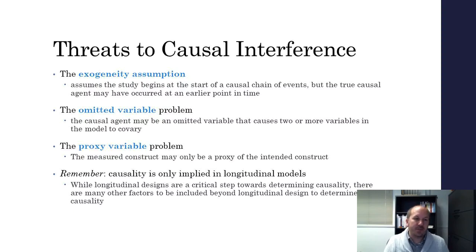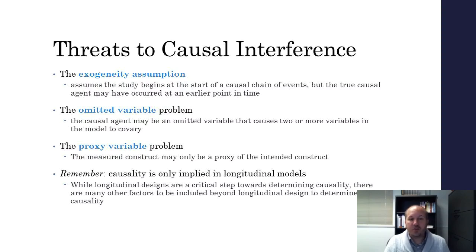The exogeneity assumption relies on the fact that there might actually be some other true causal agent that may have occurred at an earlier point in time. So this isn't the first step in the causal sequence of ordering of variables, but there's something else there. The omitted variable problem is that we have forgotten or neglected to include other variables that are related and covary along with our variables in our model. And the proxy variable problem is that there's actually another variable in the background that is actually causing this, and the variable that we have is just a proxy construct.